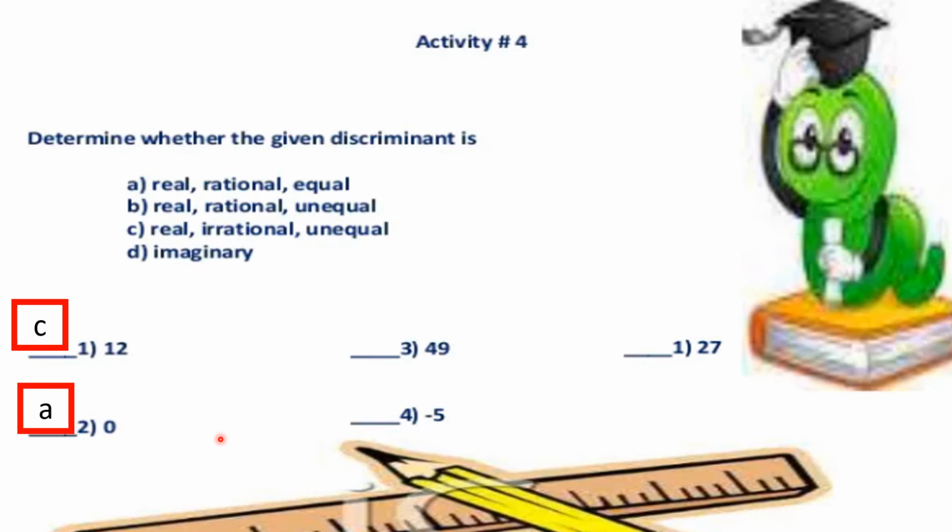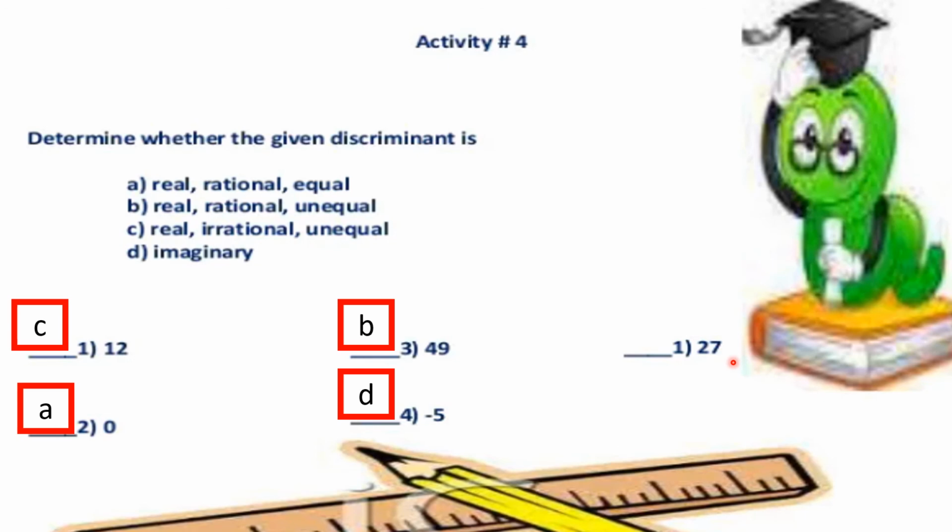And then, how about number 3? 49. So, the answer is letter B because, bakit kaya B? Real, rational, and unequal. Kasi po, ang 49 ay perfect square. That is why the solution set or the roots are real, rational, and equal. How about number 4? We have negative 5. Okay, letter D. So, lagi natin tatandaan, kapag ang discriminant ay negative, it is always an imaginary number or no real solution.